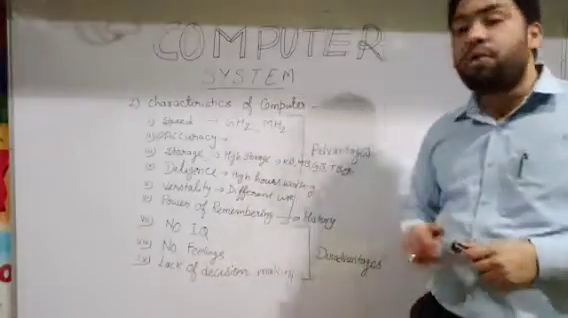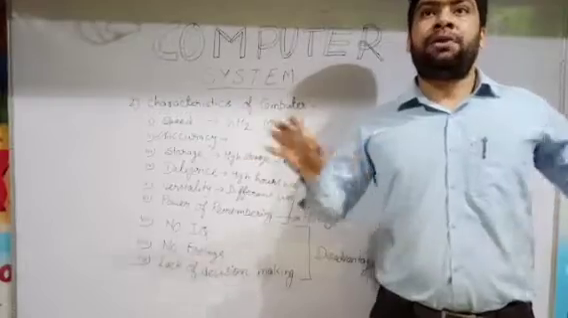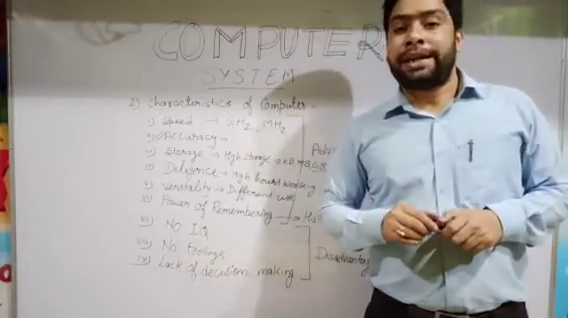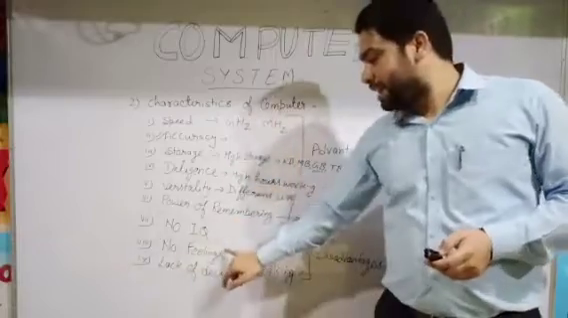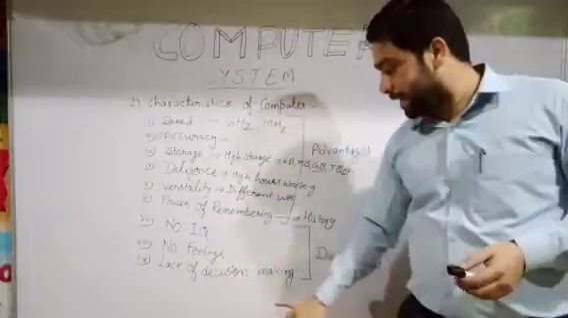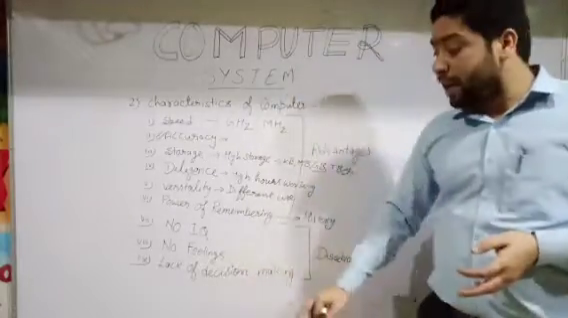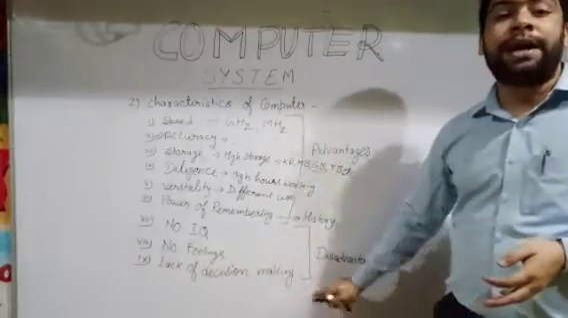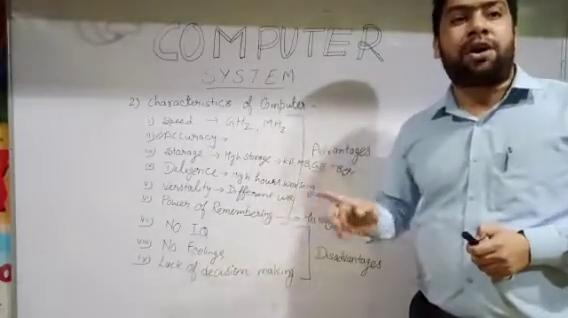Next one is no feelings. A computer has no feelings. For example, if our house is burning, the computer will not start to run. It is a dumb machine, with no feelings. And the last one is lack of decision making. A computer never takes any action by itself. It is decided by the user or the set of instructions.